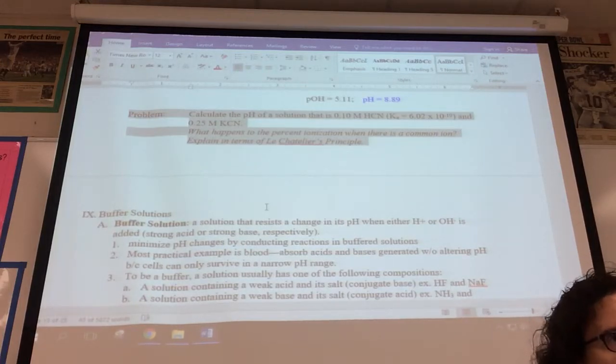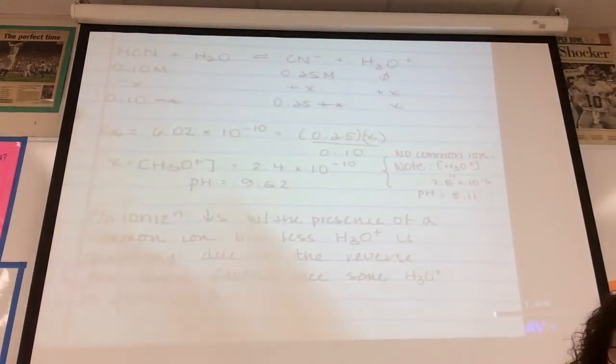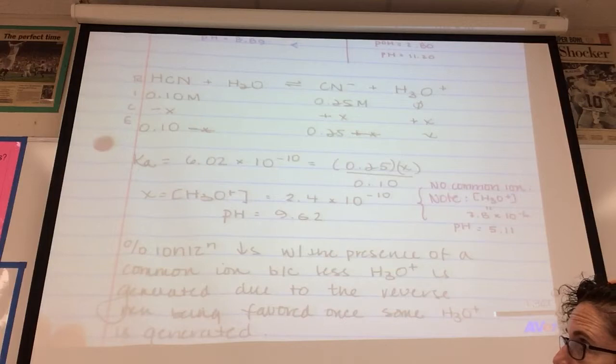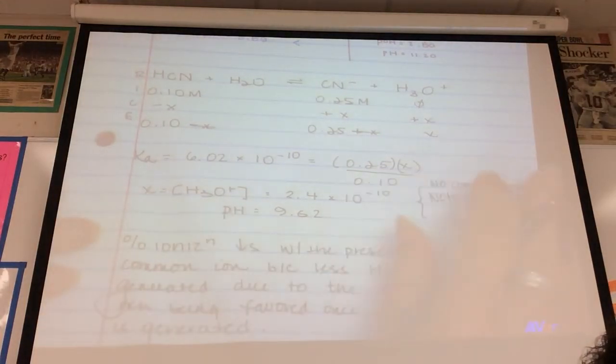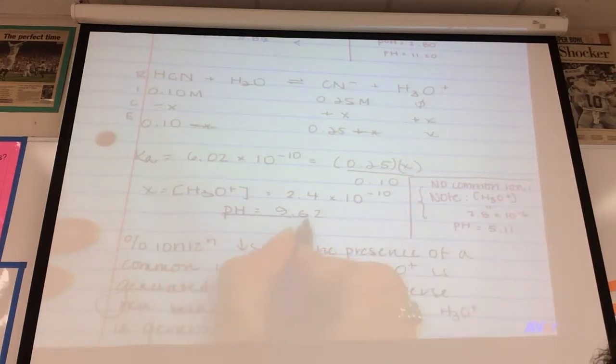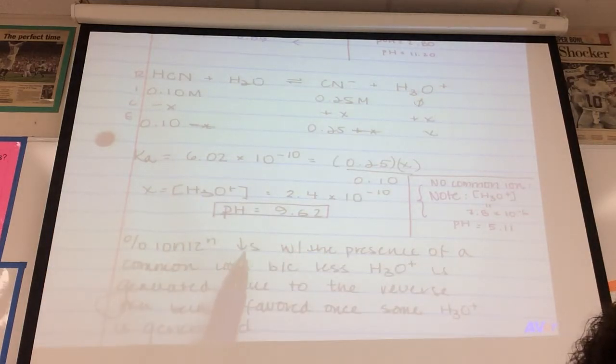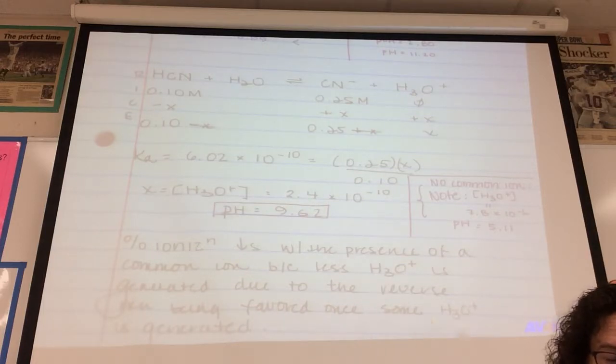All right, let's take a look. Here's my rice table. I'll label it up. And this on the side was to make a comparison. We'll do that in a sec. So the pH, did you get the pH? Yeah. Good. All right, so the percent ionization decreases with the presence of a common ion because less hydronium ion is generated due to the reverse reaction being favored once some hydronium ion is generated.